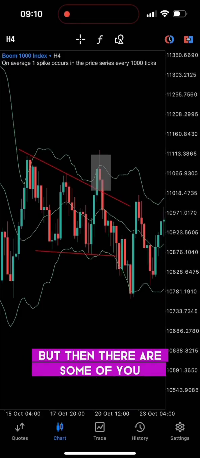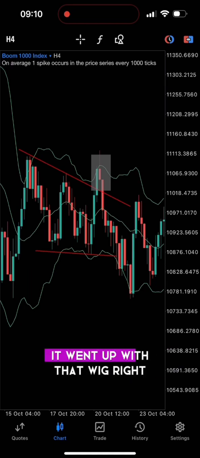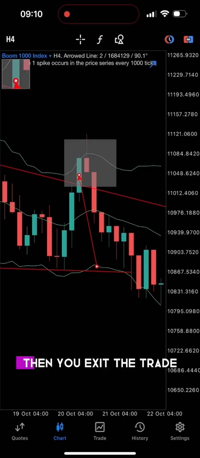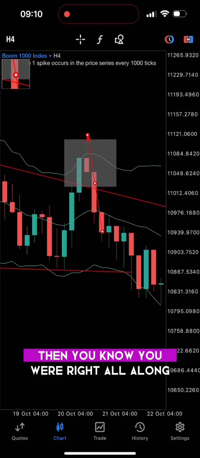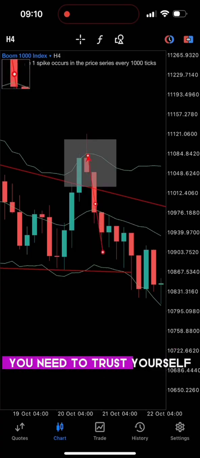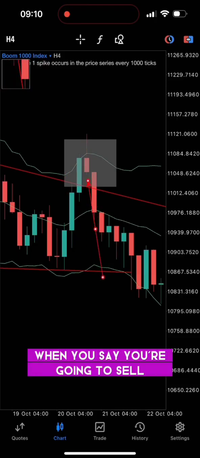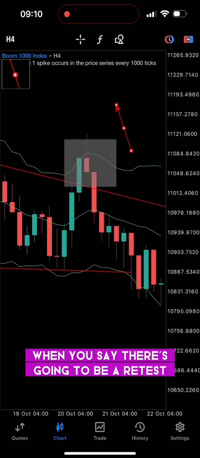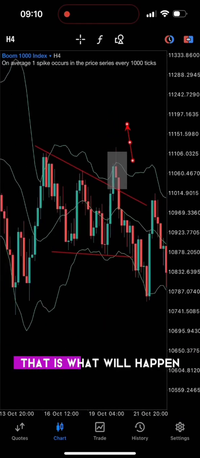But then there are some of you who will go full margin on a trade like this. Just look at it. It went up with that wick, right? You started buying. Then you think you are wrong, then you exit the trade. After that, it goes down with a wick. Then you know you were right all along. You need to trust yourself, okay? When you say you're going to sell, you need to sell. When you say there's going to be a retest after a breakout, then that's what's going to happen.